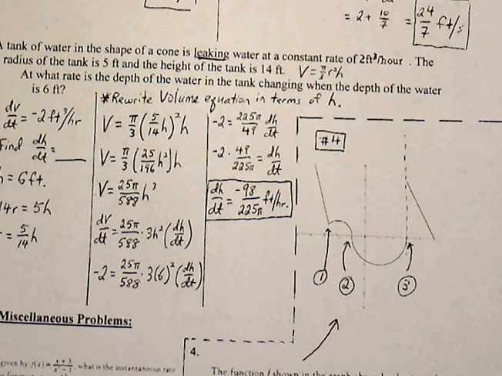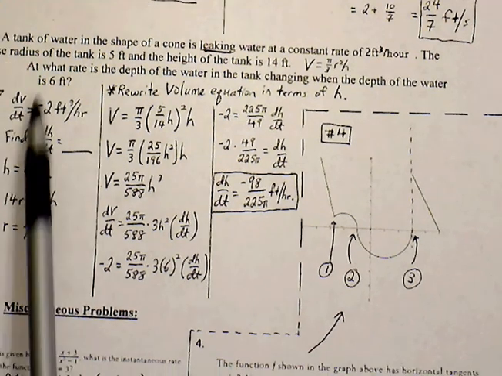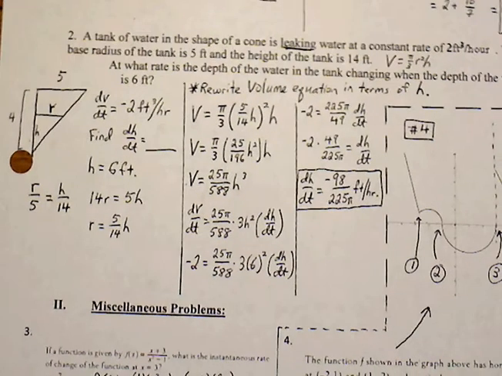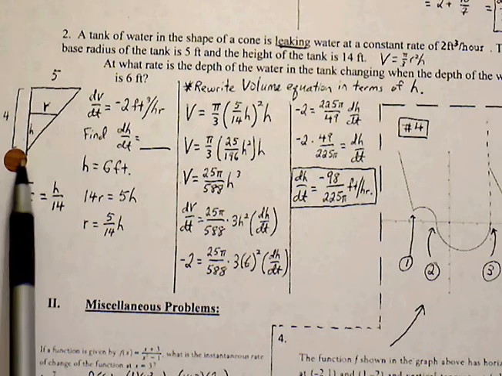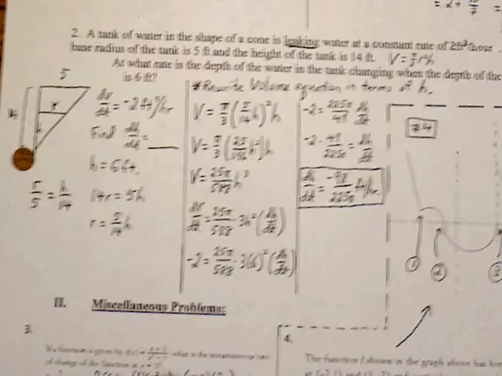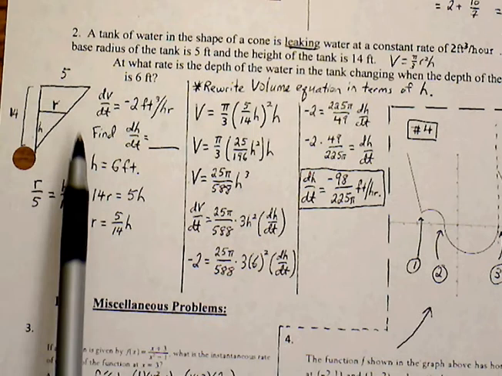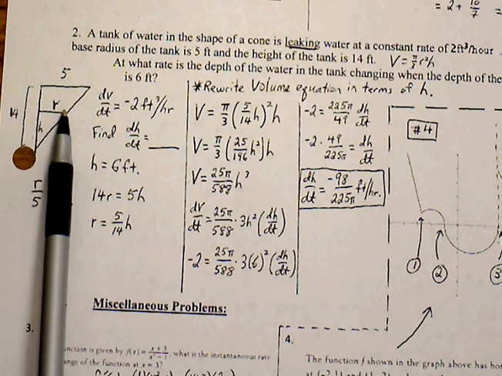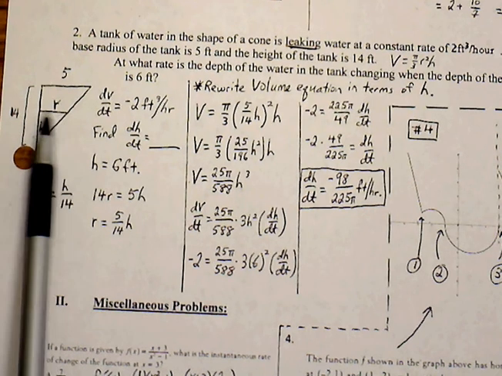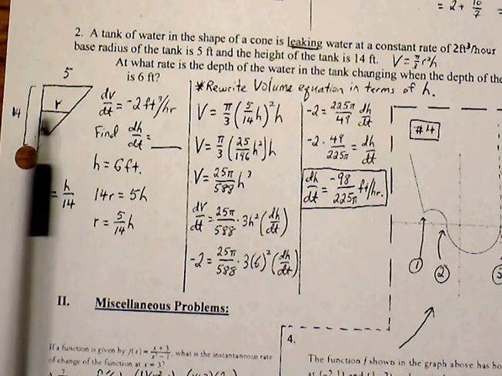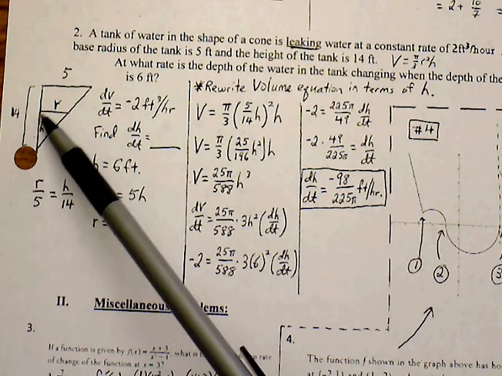The base radius is 5 feet, so we can have that in our diagram. The height of the tank is 14 feet. I left that out, or it got cut off. Okay, so the water that is in the tank will be changing at any moment in time, but we can refer to the radius of the water level as r and the height of the water level as h.